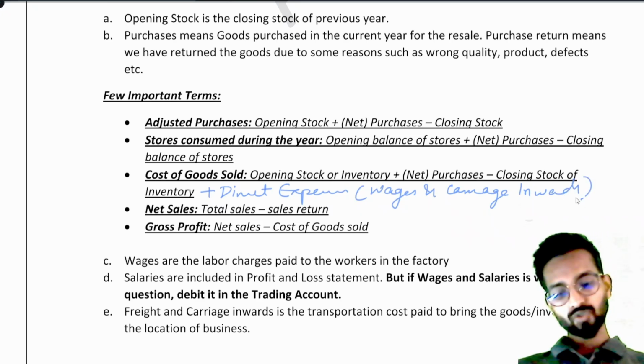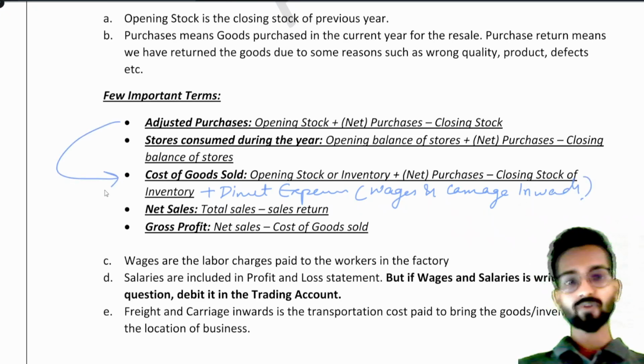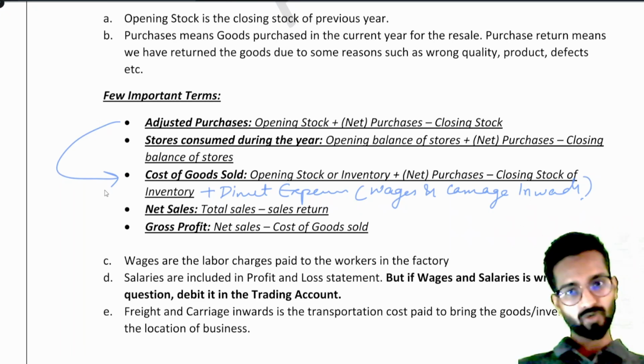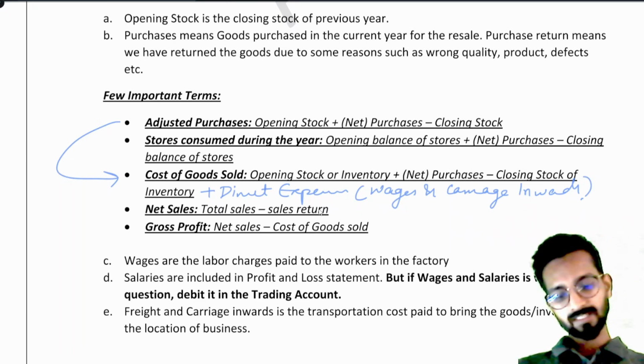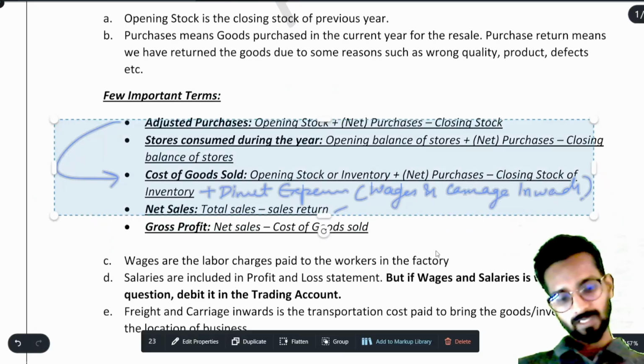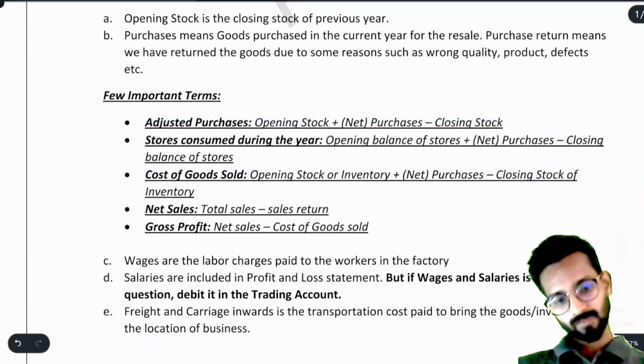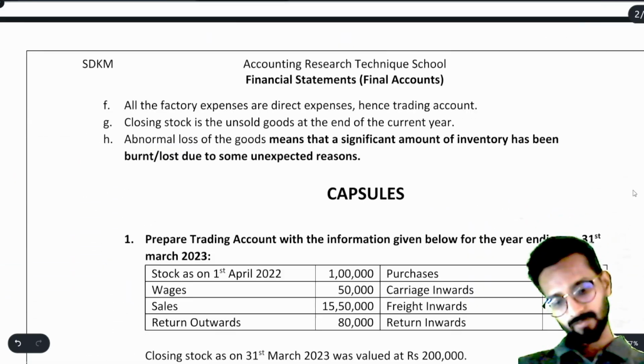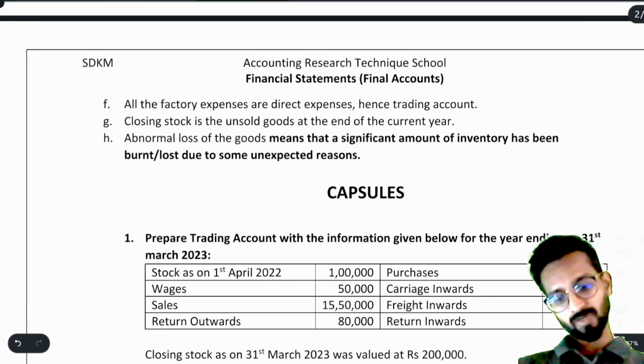Remember this, okay. Adjusted purchases is a part of cost of goods sold, and it is not exactly cost of goods sold. Net sales is sales minus sales return. Gross profit is sales minus cost of goods sold. Now, after this, we have all the factory expenses. Remember, all the factory expenses are direct expenses.